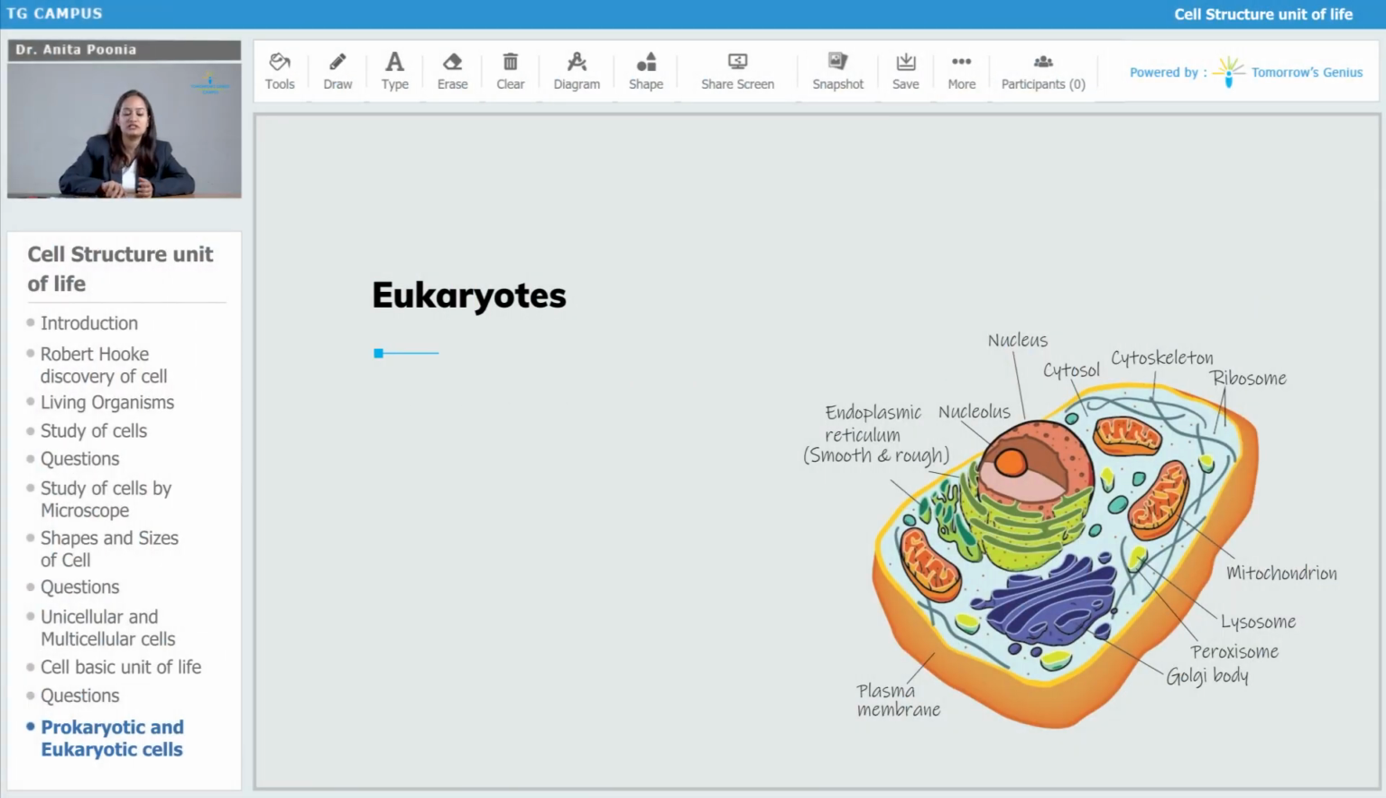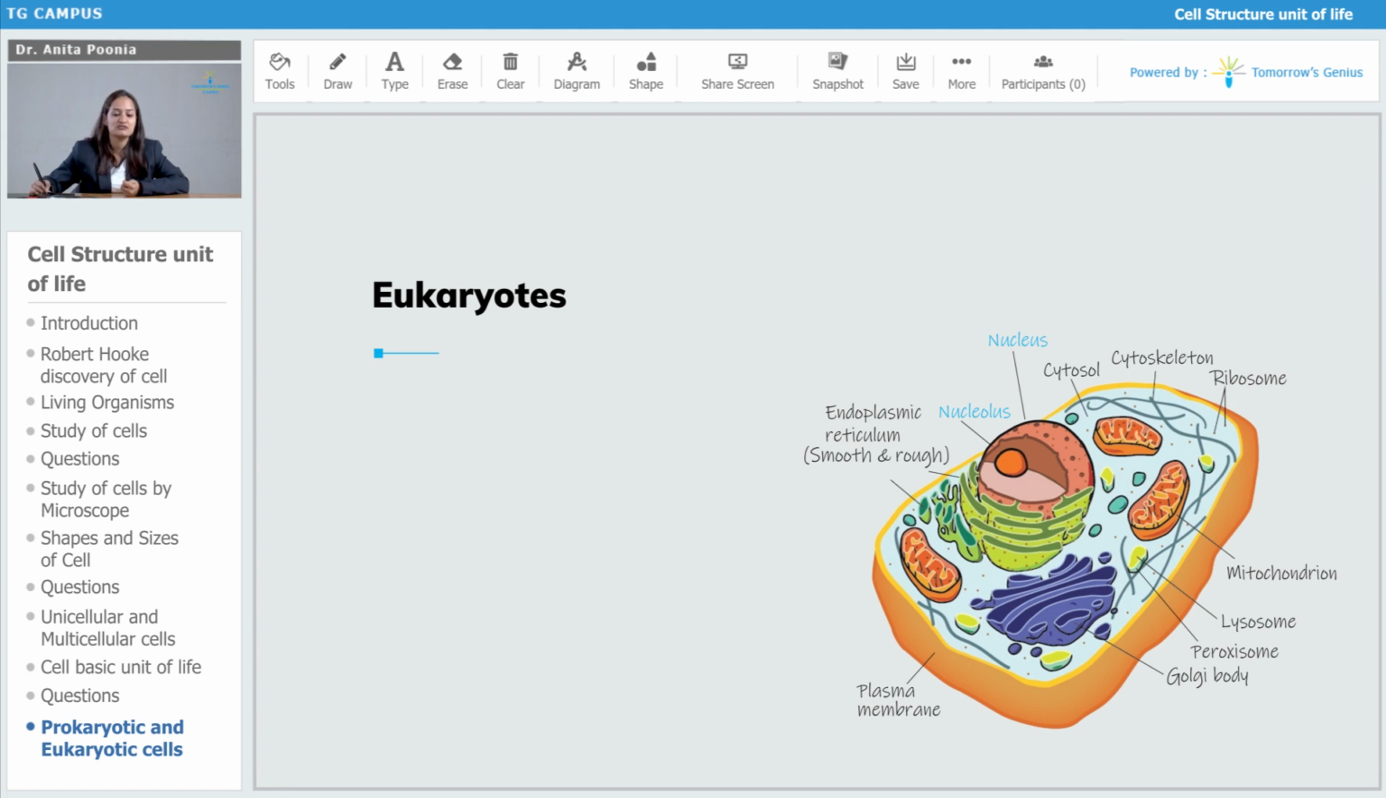So this is a typical eukaryotic cell that's there in front of you. Let us see the different parts that are there in the eukaryotic cell. So let's start from the basic, let's start from the nucleus. So this is a cell, this is a nucleus. You see there's a nucleolus in the nucleus.